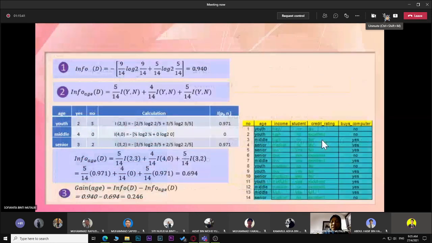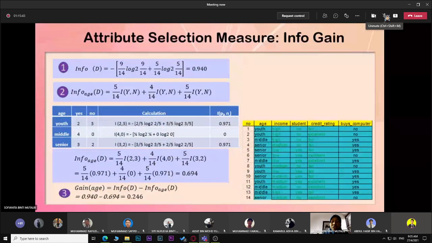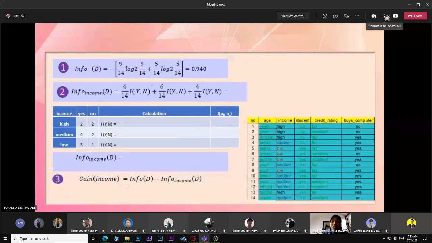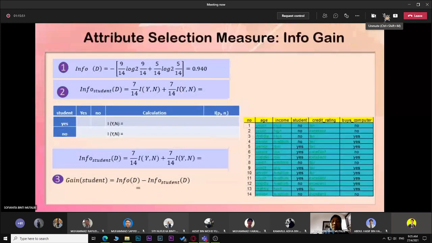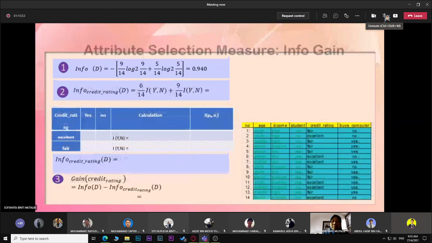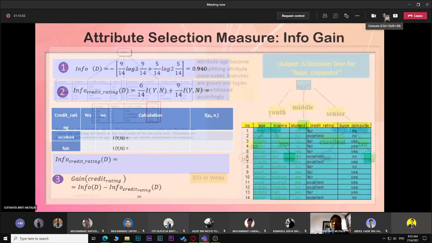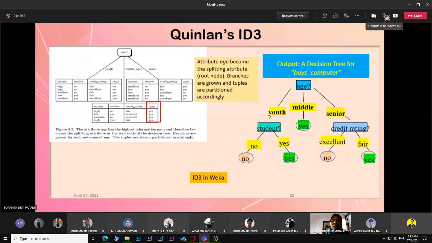Alright. If you look at the next slide, this is how you calculate for age. This is the age. This is for income, and this is for students, and this is for credit rating. You can do this exercise, and this is what I have discussed just now. If you look under age, middle age just now, all belong to the same class, so this is a termination node. The picture is upside down, you imagine, just correct it.